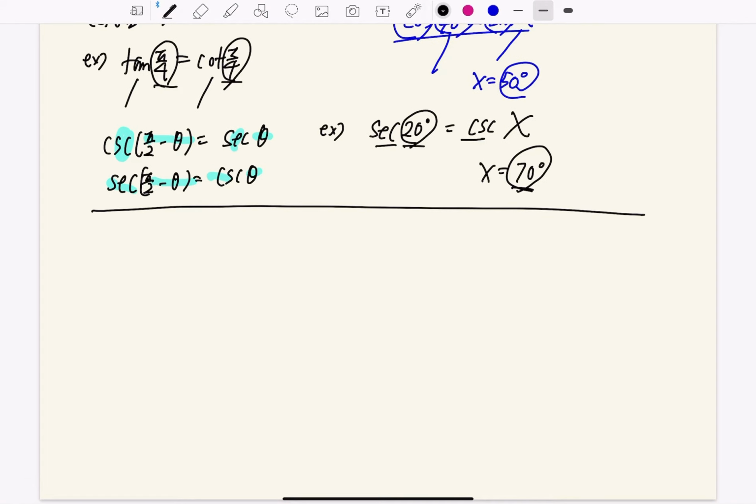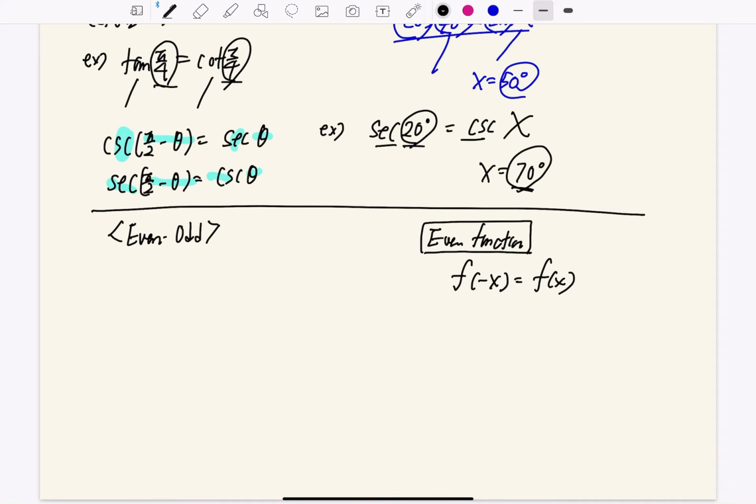The next fundamental trig identity is the even and odd function rule. You already learned about even functions and odd functions, right? The even function rule is like this. All the even functions satisfy this simple equation: f of negative x is equal to f of x. Now all the odd functions satisfy this simple equation: f of negative x is equal to negative f of x.